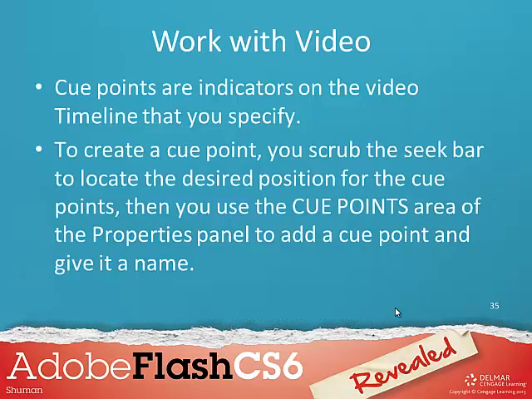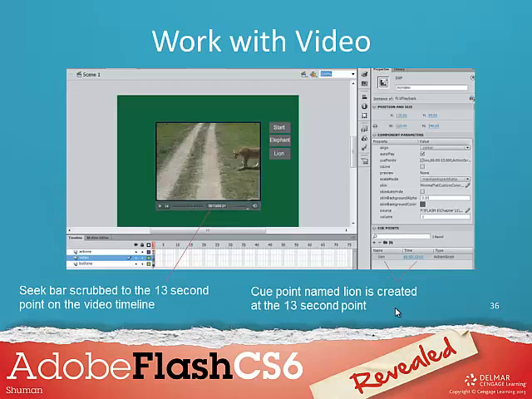Cue points are indicators on the video timeline that you specify. To create a cue point, you scrub the seek bar to locate the desired position for the cue points. Then you use the cue points area of the properties panel to add a cue point and give it a name. And here your seek bar scrub to the 13-second point on the video timeline, and your cue point is named lion is created at the 13-second point.